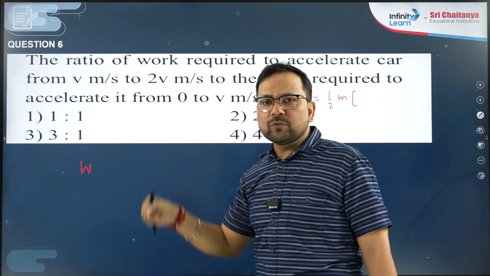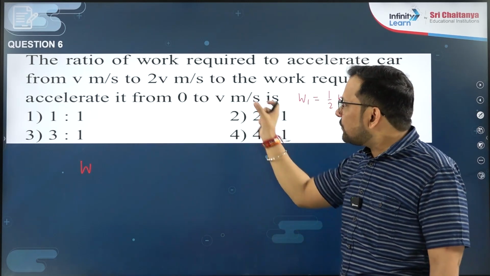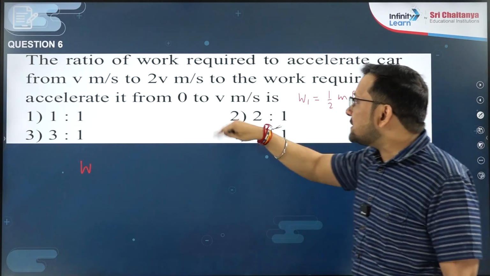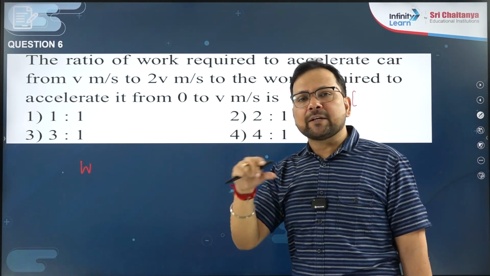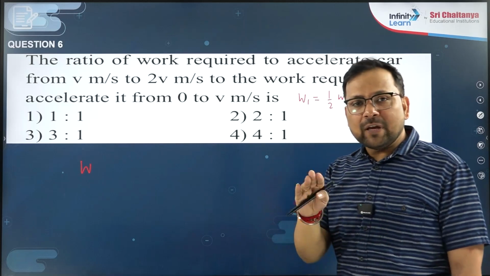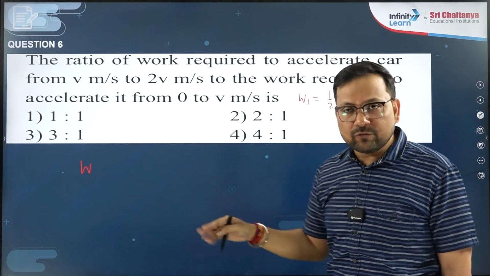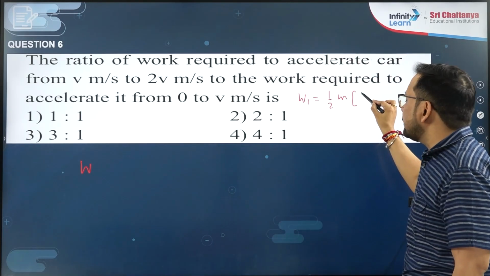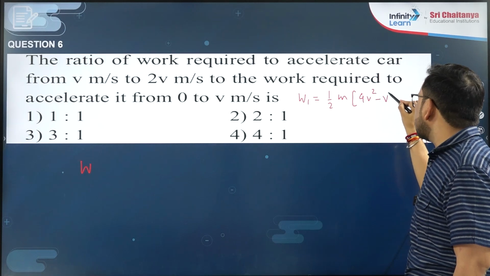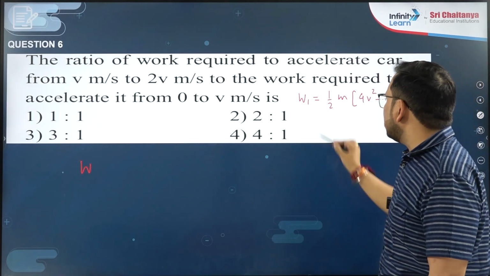Speed changes from v to 2v, that is the work-energy theorem. And for that, what work is there? This work is net work. As many forces are acting, all combined work is half mv final square minus half mv initial square. Final is 2v, so 4v square. Initial is v square. That is W1.